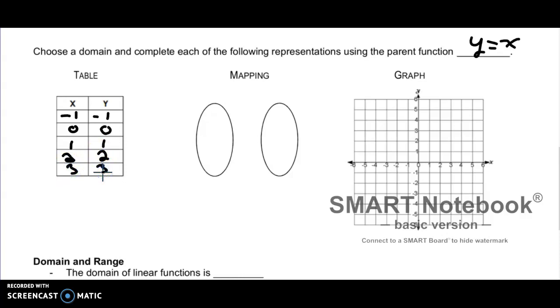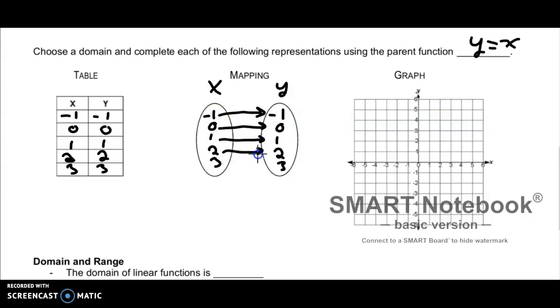Mapping. So with mapping, you write all of your x values in this first one, and you write all your y values in this one. So I'll have negative 1, 0, 1, 2, 3. But it's not necessarily all. Remember, we don't repeat. We don't have doubles in our mapping. Now what you do is you connect your points that are connected. So negative 1 goes to negative 1. 0 goes to 0. 1 goes to 1. 2 goes to 2. And 3 goes to 3.